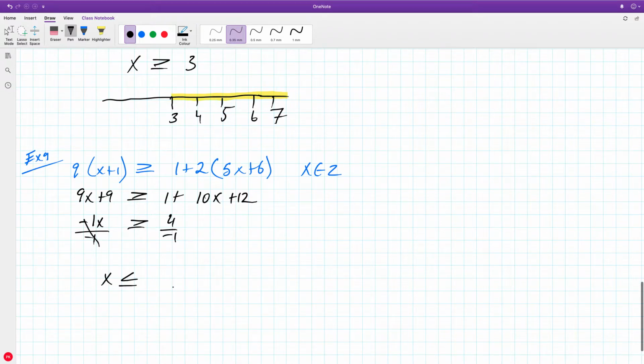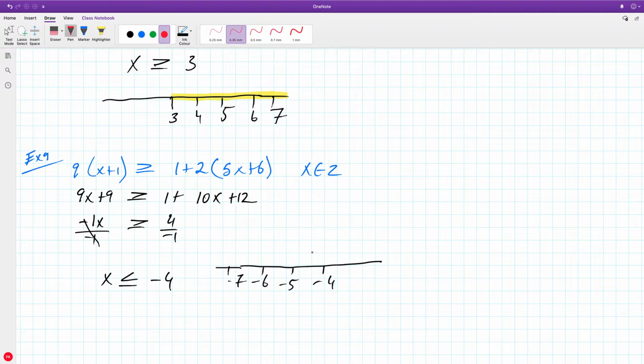X is less than or equal to minus 4. Number line: minus 4, minus 5, minus 6, minus 7. We put dots and we include minus 4. The reason it's dots is it's z, and we include minus 4 because it says less than or equal to. Is that okay? Right.